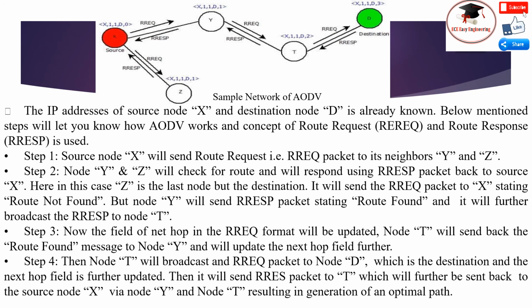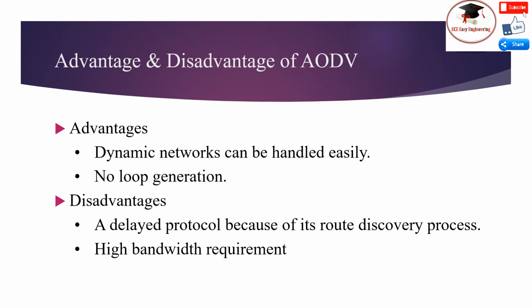So this is how the working of AODV takes place. It fully deals with route request and route response packets. The advantages and disadvantages of AODV. Some of the advantages: dynamic networks can be handled easily, and there is no loop generation. The disadvantages include a delayed protocol because of its route discovery process and high bandwidth requirement.